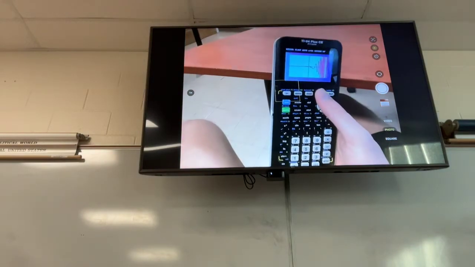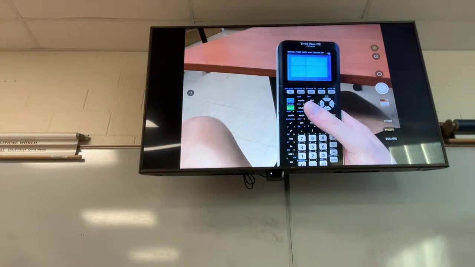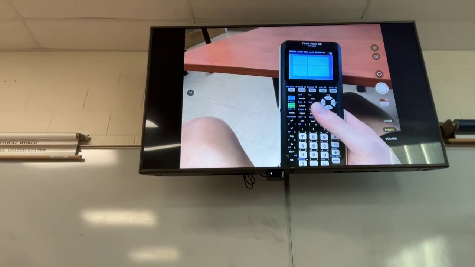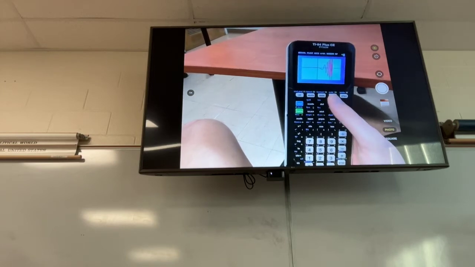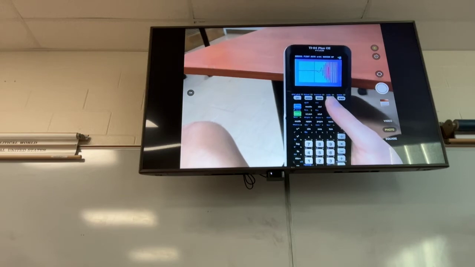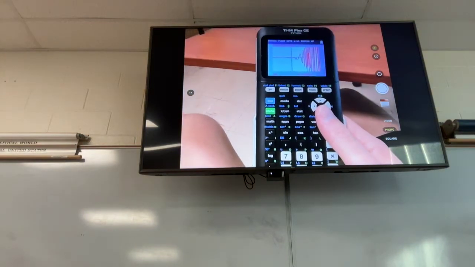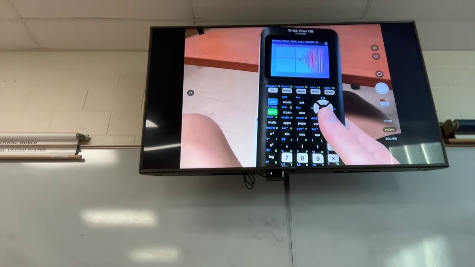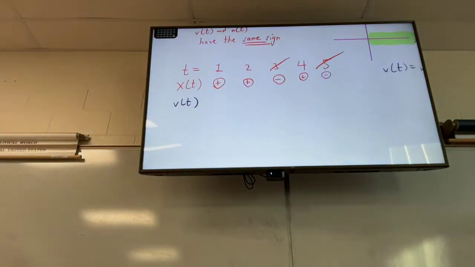Let's plug in 2, so trace 2, enter. I just hit enter one too many times on accident, so we have to wait for it to regraph. Okay, there we go. So trace, x equals 2, and for t equals 2, the number that we plugged into our velocity equation, we got a negative number, okay? So we had a positive, and then a negative.